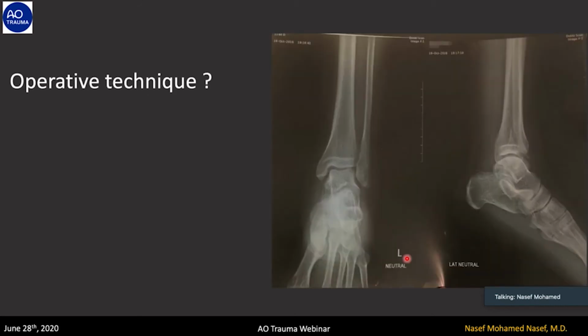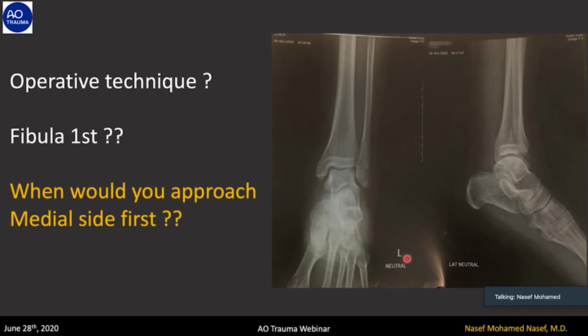So now that we have decided that perhaps this is an unstable injury, we are going to go for a fixation. So what is the operative technique? Would you fix your fibula first? And when would you decide to approach the medial side first? Anyone from the panel have any suggestions, I mean?